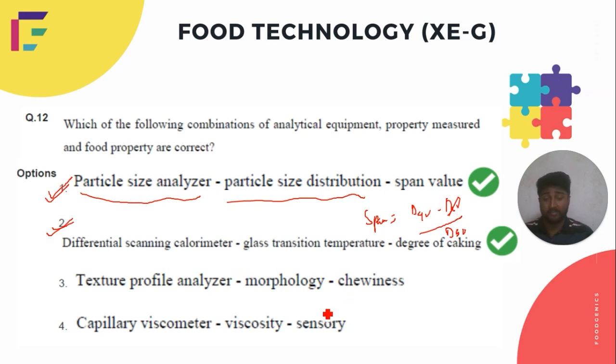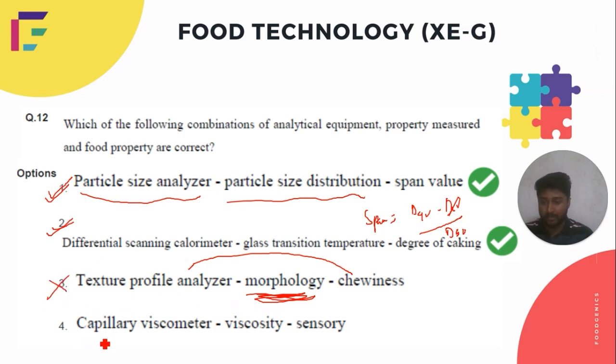Like chewiness. But this morphology is mainly about the structure, which we basically find out using SEM or TEM, scanning electron microscope. So basically this texture profile analyzer and chewiness is a good match, but morphology is the odd one here. So this is a wrong option.